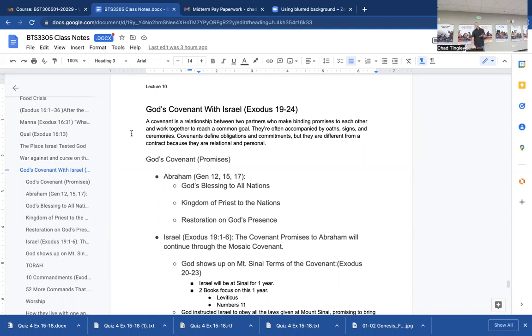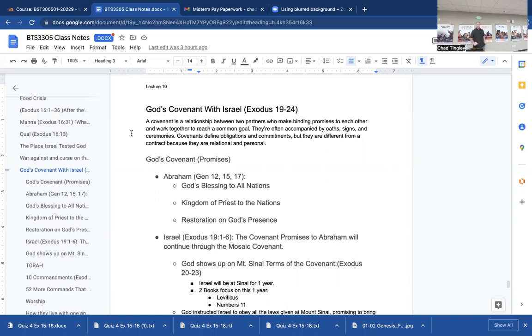And we have a story, which we're not going to cover, of Moses' father-in-law, the priest of Midian, encouraging Moses, you've got to organize these people. You've got to raise up other leaders. And then Moses learns from that. But where we are now is we want to begin with Exodus chapter 19.